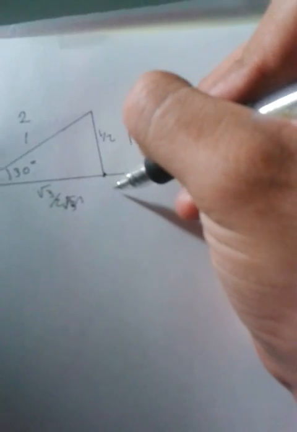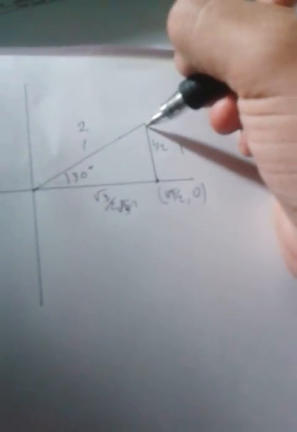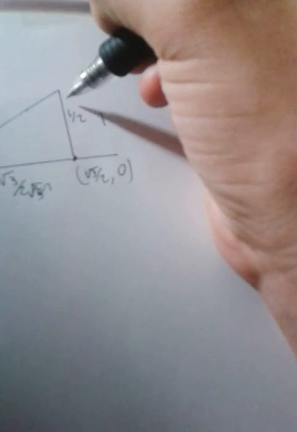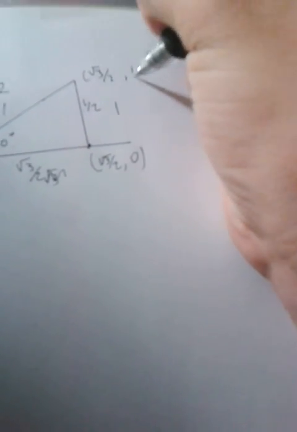Okay, so what do we do from here? We know that the length from here to here is radical 3/2. So this point exactly is going to be radical 3/2, 0. Here, we keep the same x value, but we increase y by 1/2. So we go radical 3/2, 1/2. And right here, of course, this is our origin, 0, 0.